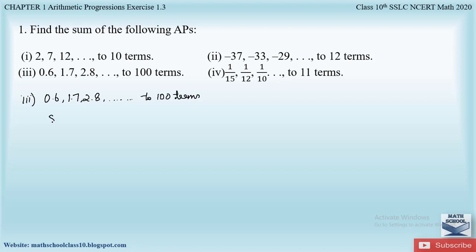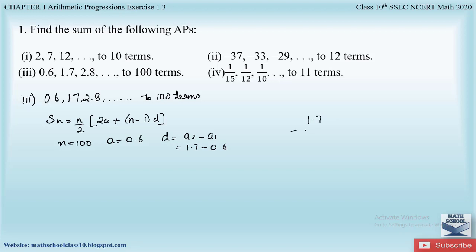The formula for the sum is given by Sn is equal to n divided by 2 into 2a plus (n minus 1) into d. So what is the n value from the question? Since we have to find out the sum of 100 terms, n is equal to 100. A is the first term, that is 0.6, and d will be a2 minus a1. So what is a2? That is 1.7 minus 0.6.